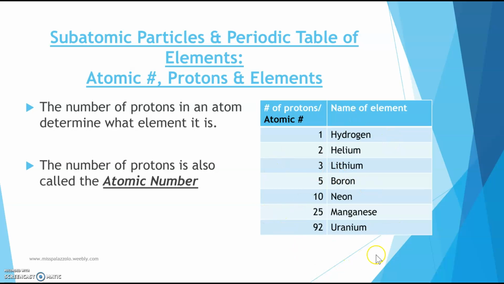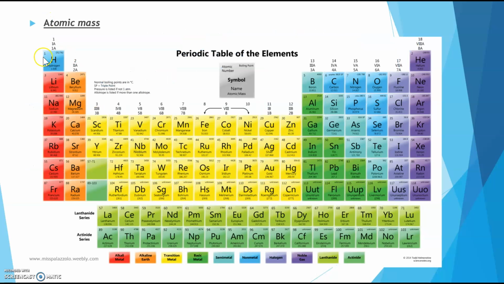Here are some of the answers to the number of protons. And the number of protons is also known as the atomic number. Now that we've looked at the atomic number, which we see in the left-hand corner of our periodic table's elemental boxes, let's take a look at the atomic mass. The atomic mass number is represented at the bottom, in this case, of the periodic table boxes.